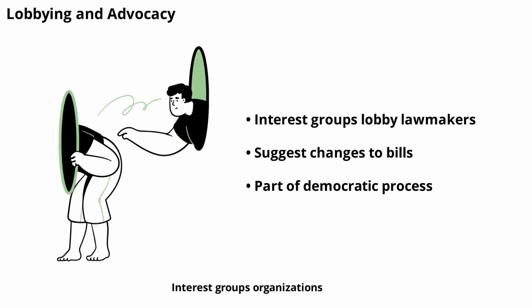Interest groups, organizations, and individuals often engage in lobbying and advocacy to influence the lawmaking process. They provide information, suggest changes, and try to persuade lawmakers to support or oppose certain bills. While lobbying can be controversial, it is a recognized part of the democratic process.